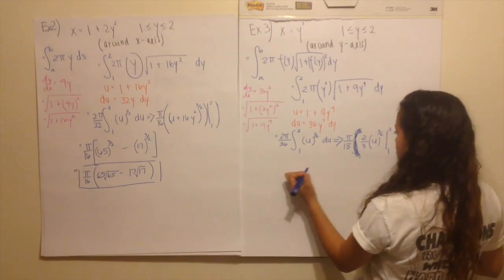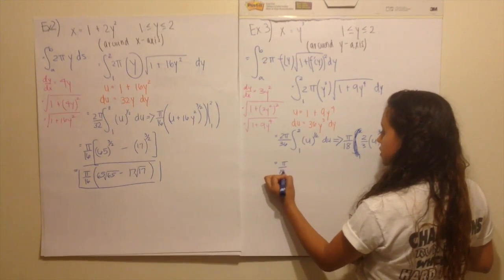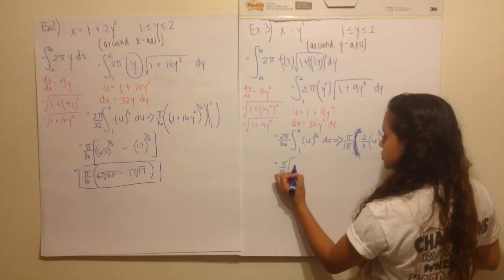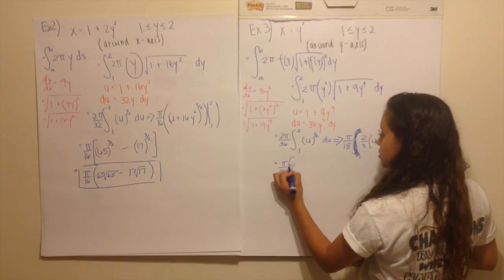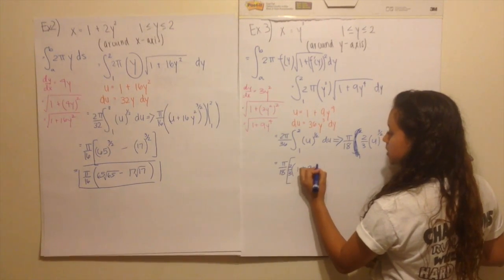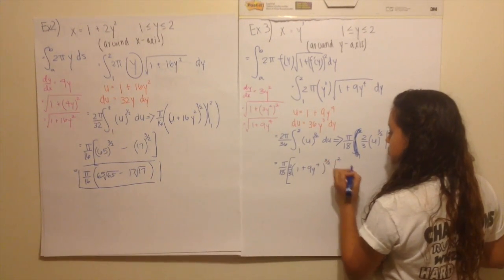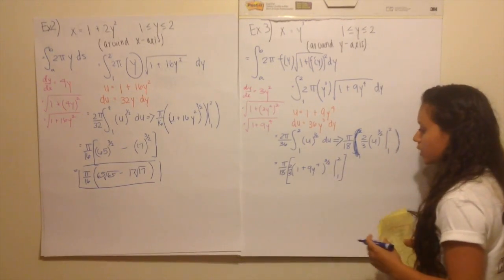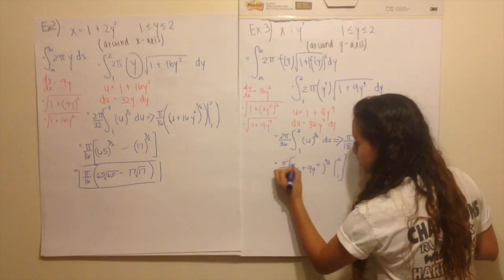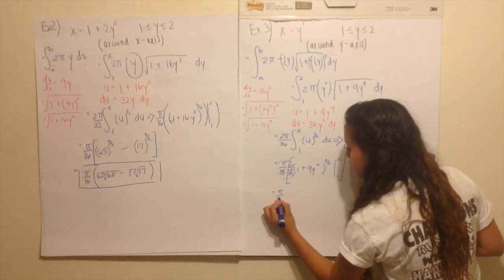So, when we plug back in our u, we get pi over 18 times 2 over 3 times (1 plus 9 to the 4th) to the power of 3 over 2, and then we'll go from 1 to 2. And now when we actually plug in our intervals, we can simplify this, which would be pi over 27.